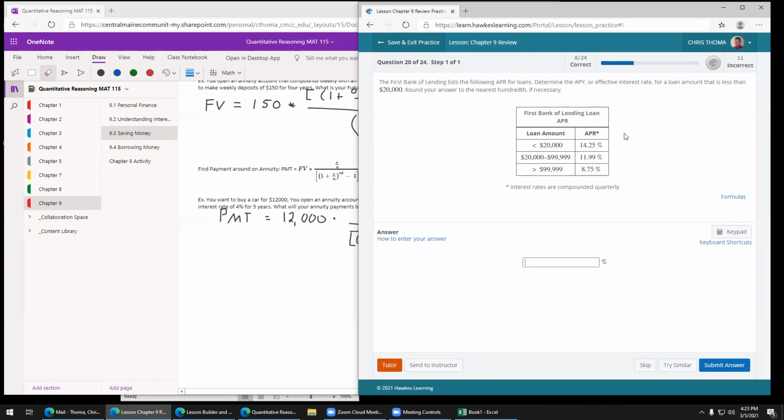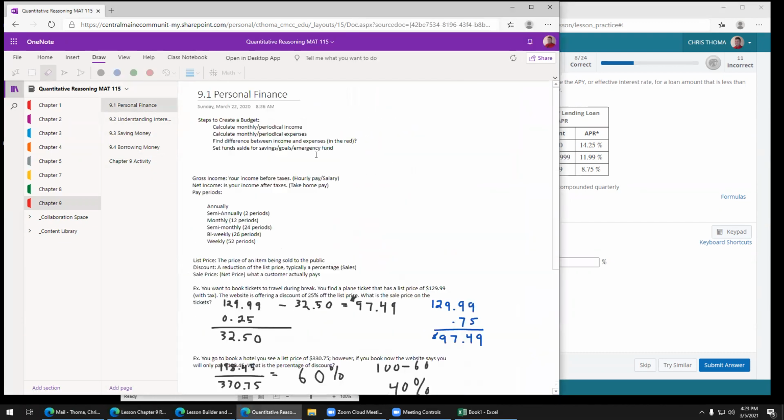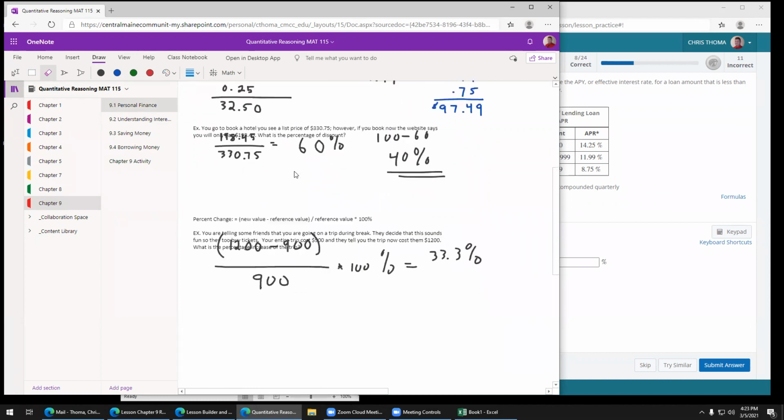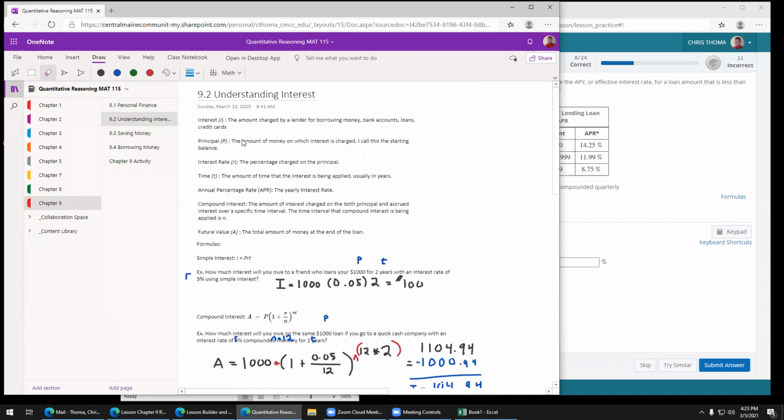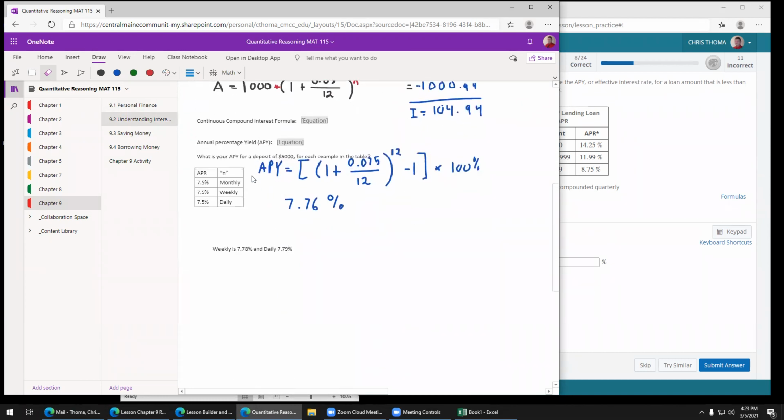All right, so this is just reading off a table. Determine the effective interest rate. Oh, annual APY. There we go. We haven't talked about that one. So this is under personal finance. No, where is it? Where is the APR? Ah, here it is, right here.